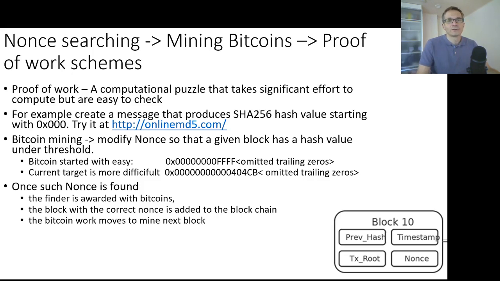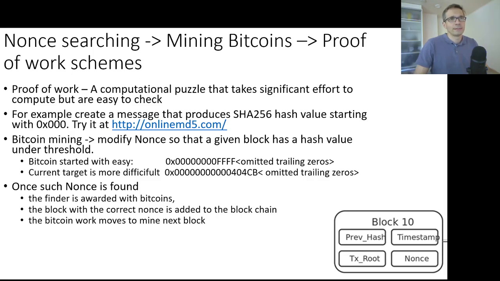Okay, so this nonce searching is actually the Bitcoin mining process. So what happens when such a nonce is found is that the finder is awarded with Bitcoins. The block with the correct nonce is added to the blockchain, and the Bitcoin network works to mine the next block.